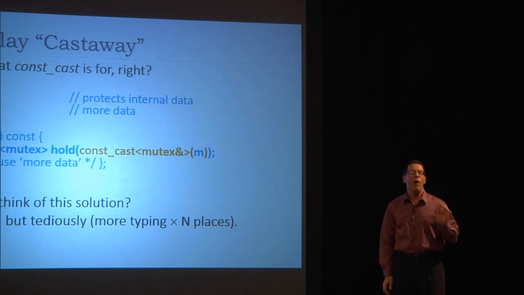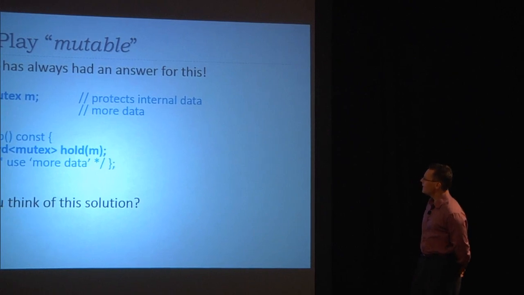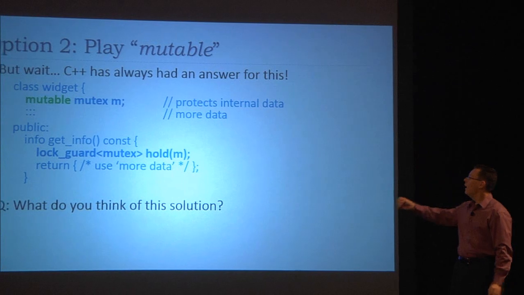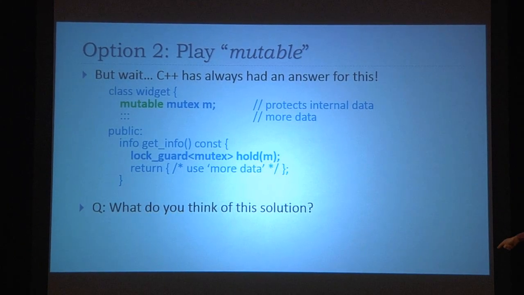So we don't want to be writing this all the time. Even if you don't mind it today, you will get sick of it, even though it's a really pretty kind of cast. Instead, we say, well, yeah, C++ has always had an answer for this, right? It's mutable. We should just say mutable mutex m. First of all, does this solve the problem?